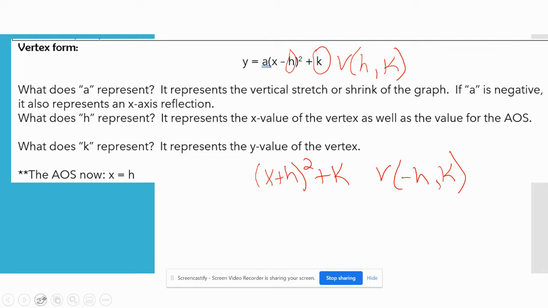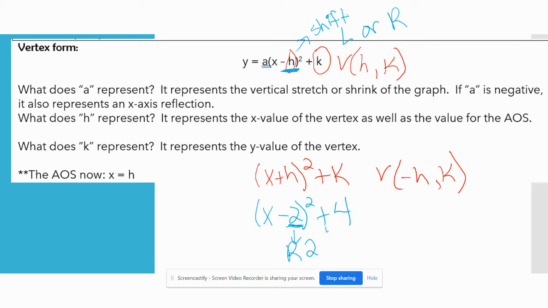The other thing that I'd like for us to write down here is that this plus or minus h is now a shift left or right of our graph for transformations. So let's say that you had x minus 2 squared plus 4. Remember, it's opposites inside with x. So this would be moving right 2 units and up 4 units.